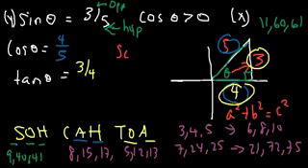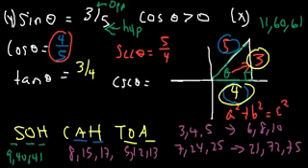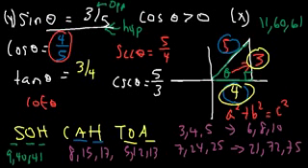Now, secant is 1 over cosine. So it's the reciprocal of cosine. You just got to flip that number. So it's 5 over 4. Cosecant theta is the reciprocal of sine. So it's 5 over 3. And then finally, cotangent theta is the reciprocal of tangent. So it's 4 over 3.